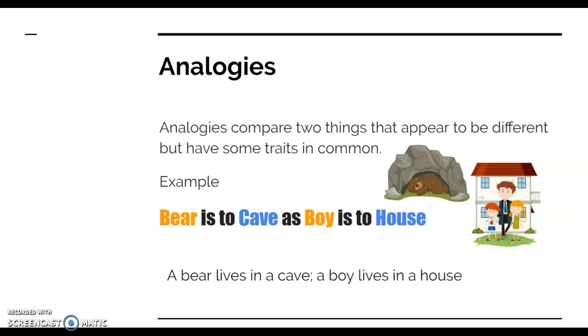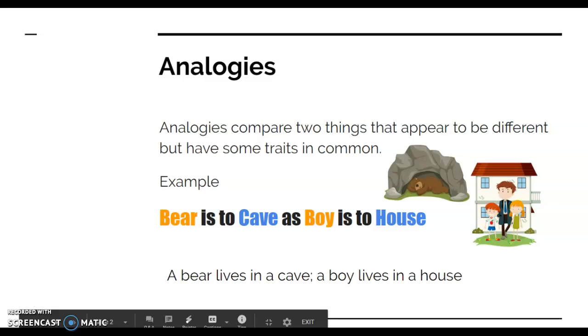A bear lives in a cave, a boy lives in a house. What is the relationship there? A cave is somewhere where a bear lives, and a house is somewhere a boy lives. The relationship we're looking for is where something lives. Let's do another example.